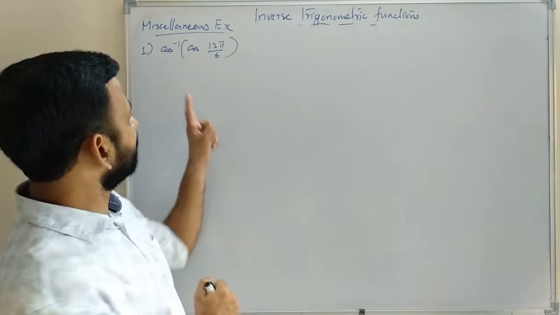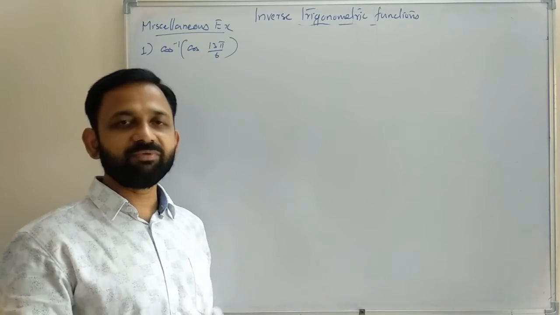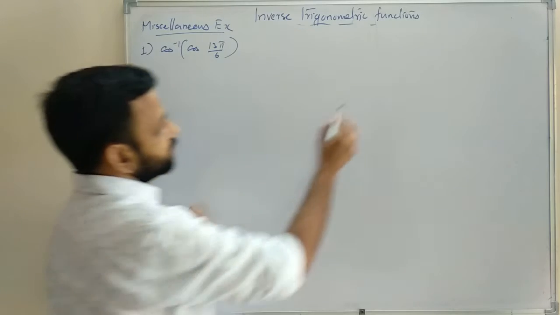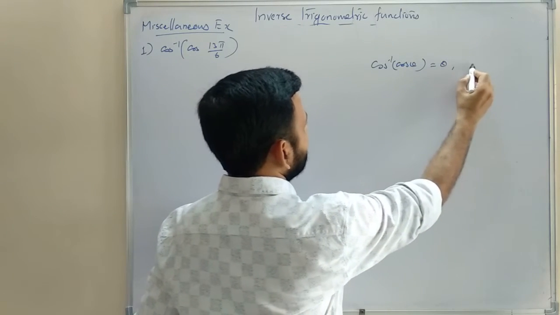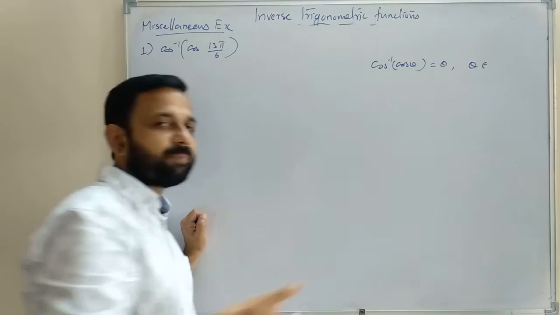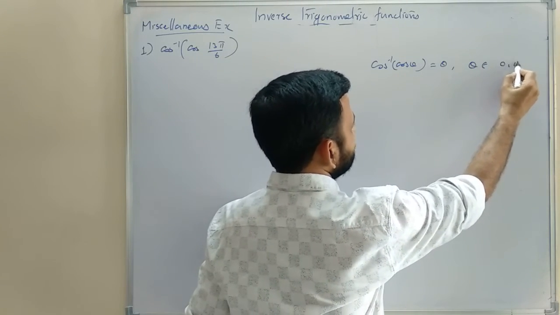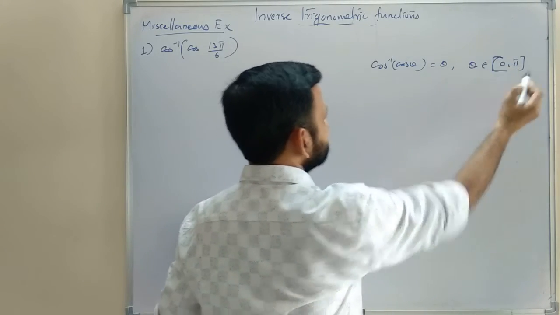We need to find cos inverse cos 13 pi by 6. So this type we have done. Anyway, I will explain. Cos inverse cos theta is equal to theta if theta belongs to the principal value branch. So the principal value branch is the closed interval 0 to pi.